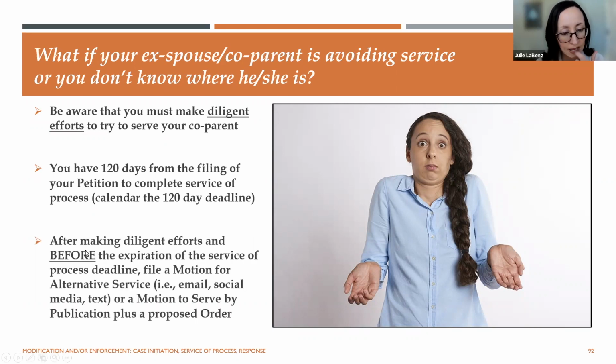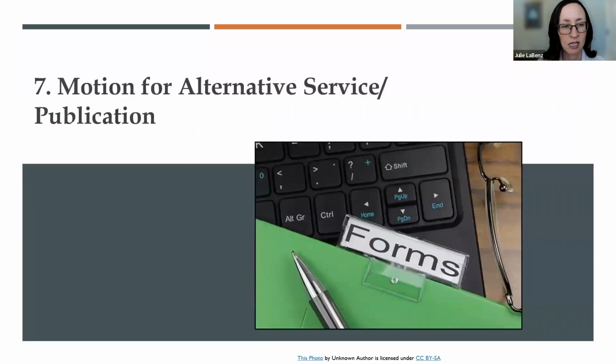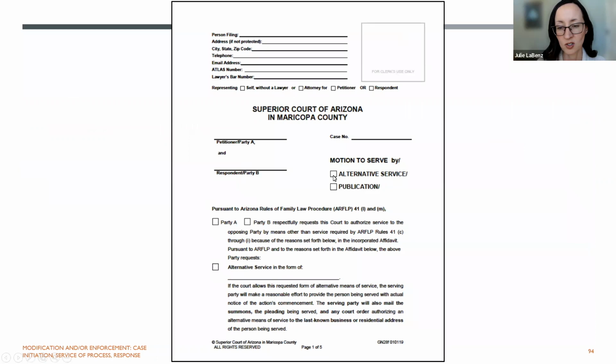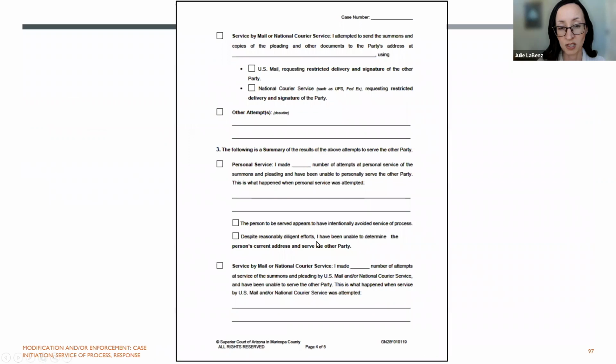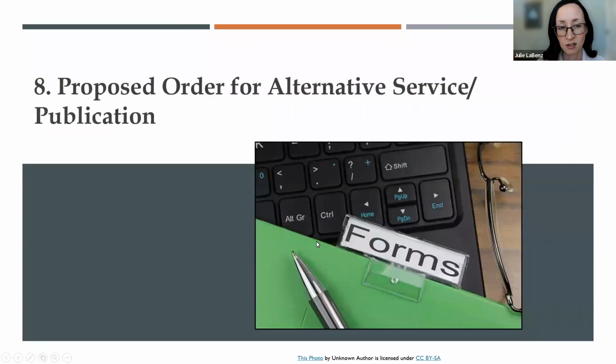So if you just know you're not going to be able to find your ex-spouse or co-parent, then you'll make your diligent efforts, and then you can ask the court to grant you permission for alternative service, which can be email, social media, text, or this option to publish in a local paper. So here's the motion to seek alternative service or publication. You just fill this out based on your case and the attempts you've made. And then here's the proposed order.